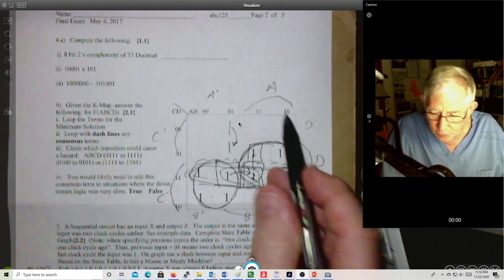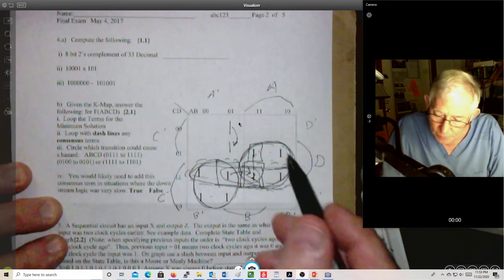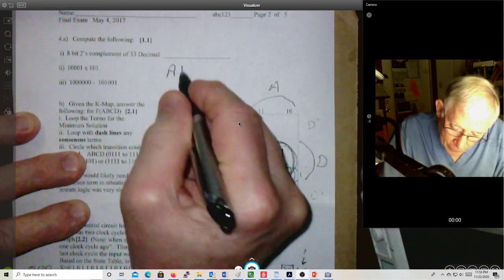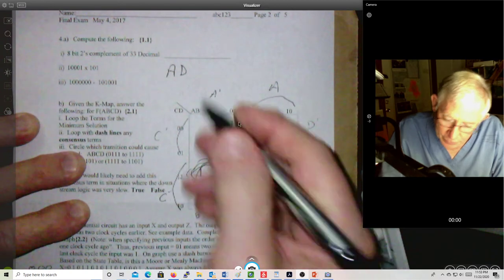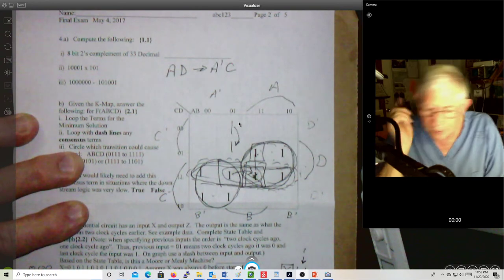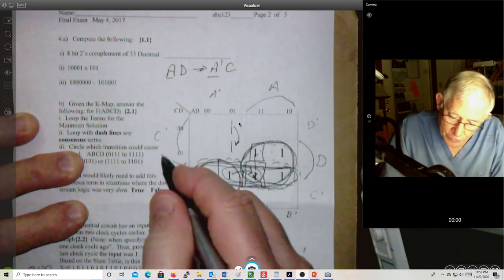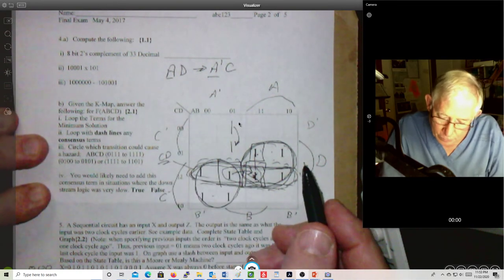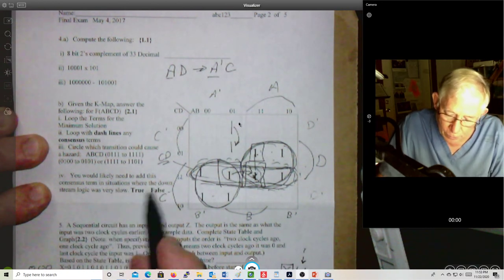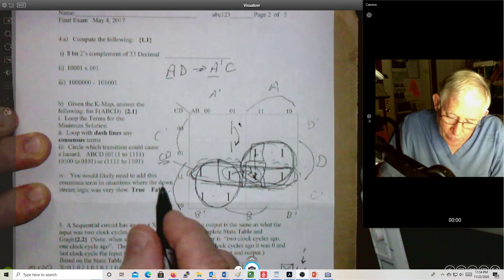So none of these were, so neither A nor C, D could change. So if the transition we're interested in is transitioning from this one, which is AD, to A prime C, what variable's changing? It's the A variable that's changing. Is there an A variable in this term? This term is CD. Any variables there? No. So you'd likely need to add this consensus term in situations where the downstream logic was very slow. No, if the downstream logic was very slow, your hazard would be a very short pulse, so you wouldn't have to worry about it.